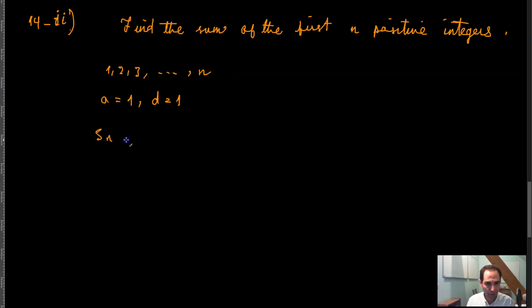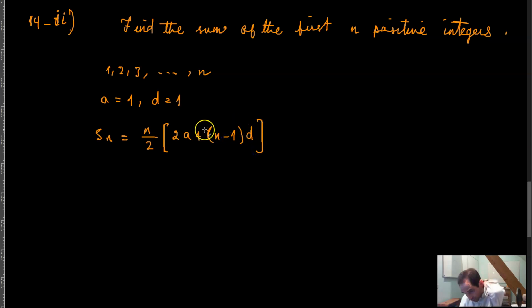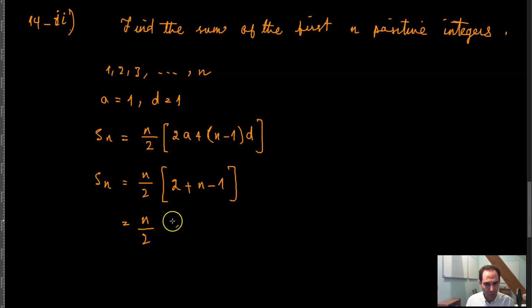you just simply write the same formula. S of n is equal to n divided by 2 times 2a plus n minus 1 times d, right? And so if you simplify this formula, now if a is equal to 1 and d is equal to 1, this becomes S of n is equal to n divided by 2 times 2 times a, which is 2, plus n minus 1 times d, which is n minus 1, which is the same thing as n divided by 2 times 2 minus 1, which is 1, so that's n plus 1. So that's the same thing as n times n plus 1 divided by 2. That is basically S of n.